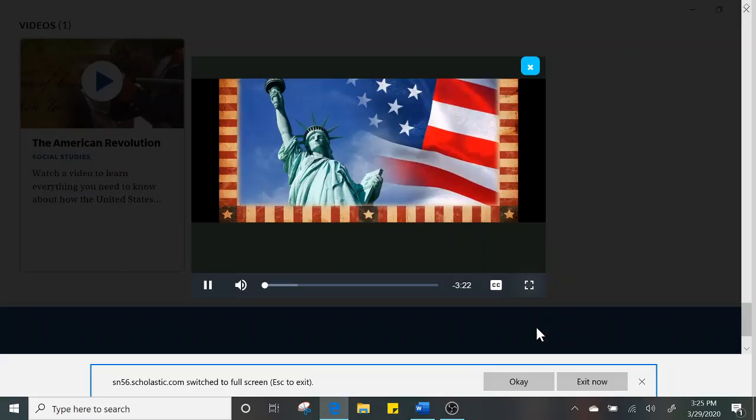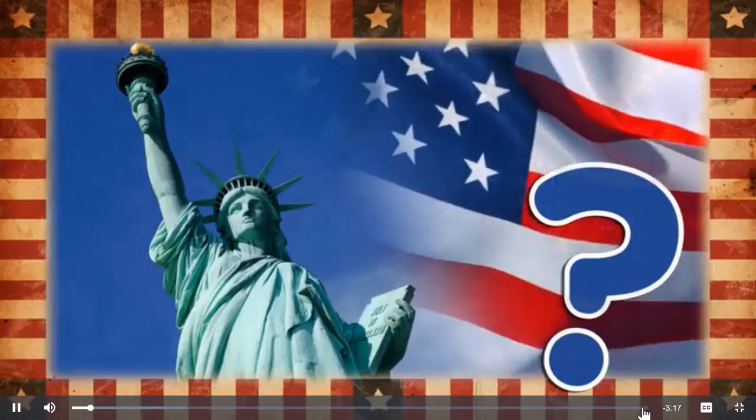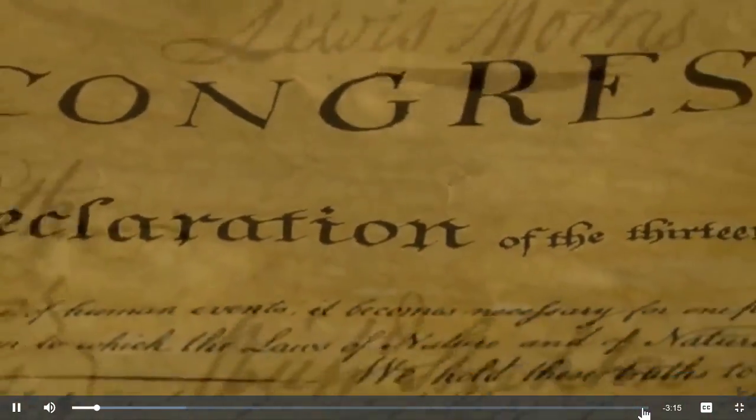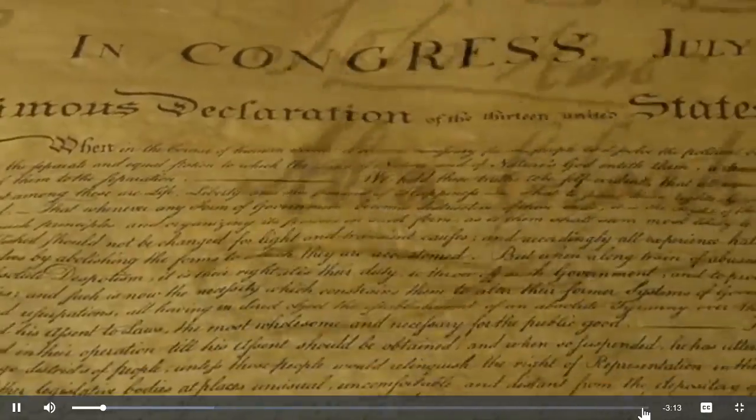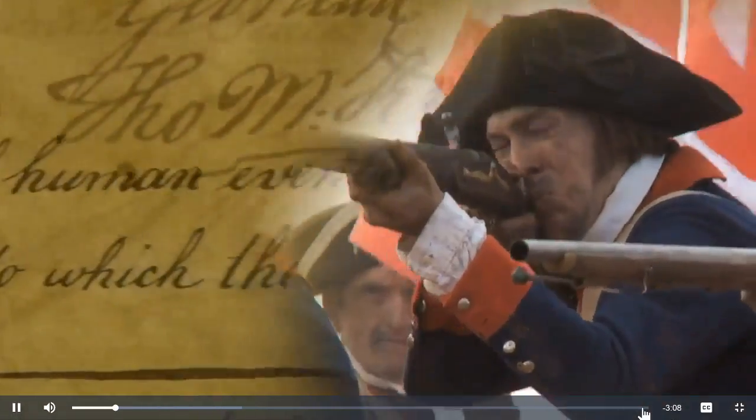Today, the United States is known as the land of the free and the home of the brave. But how did the United States come to be? It started with the Declaration of Independence and ended with a bloody battle against one of the world's most powerful nations. Here's what you need to know about the American Revolution.